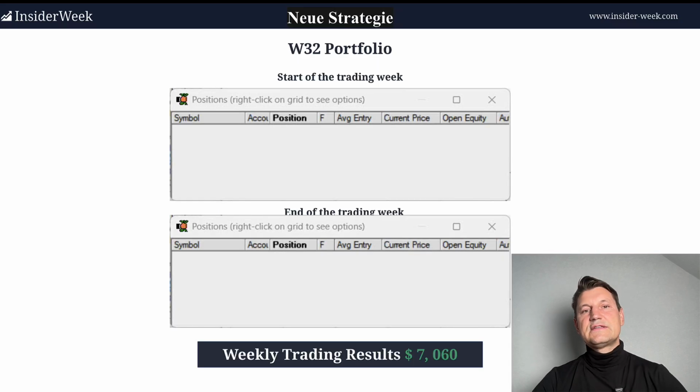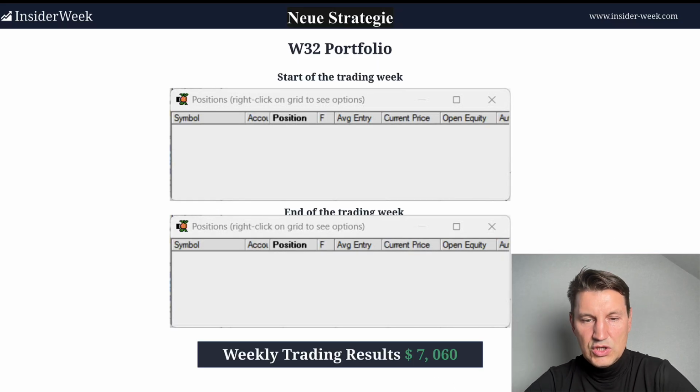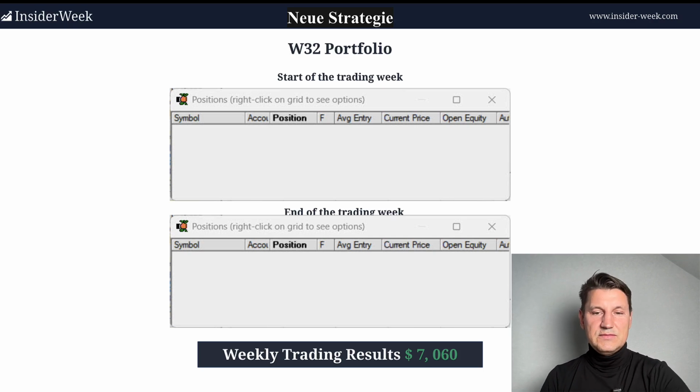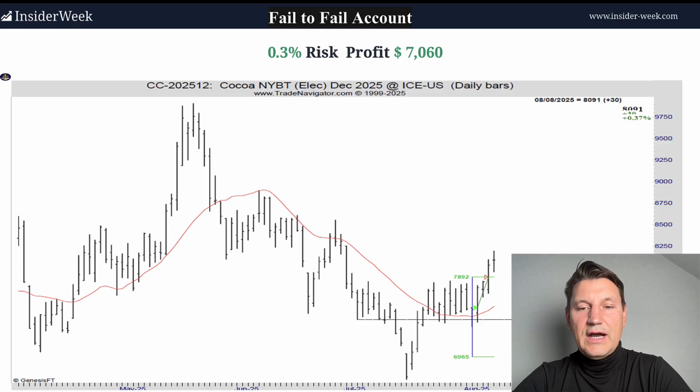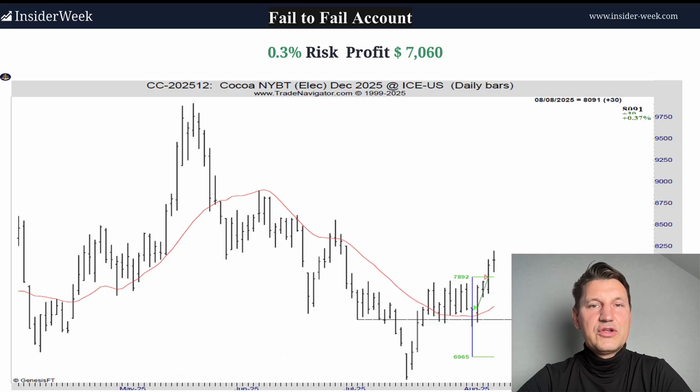And here you can see a new trading strategy. Maybe you have an idea how I should name this strategy. I don't have a name for it now. With this strategy I made $7,060 profit. And I will use this strategy when I am stopped out with one of my 2 strategies.